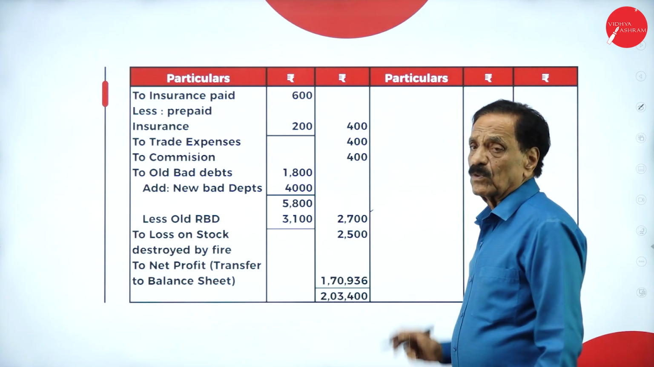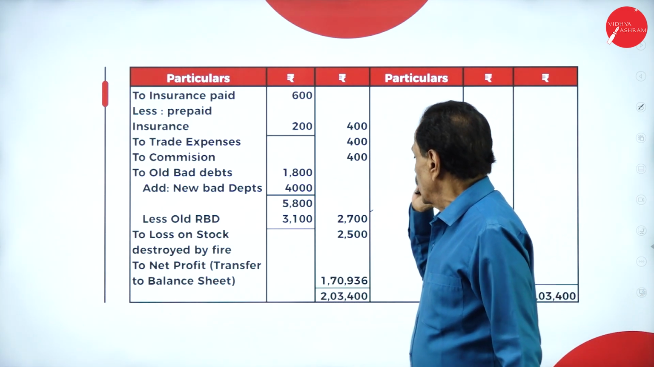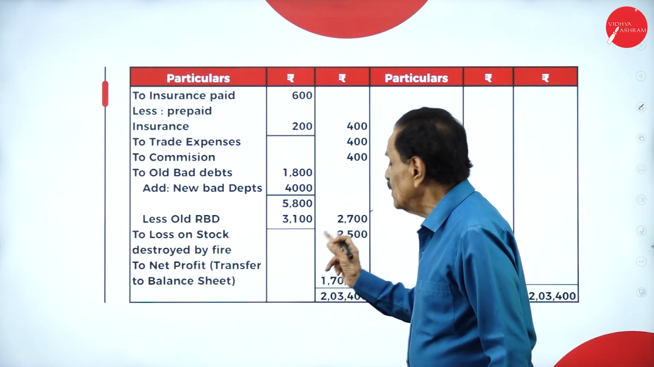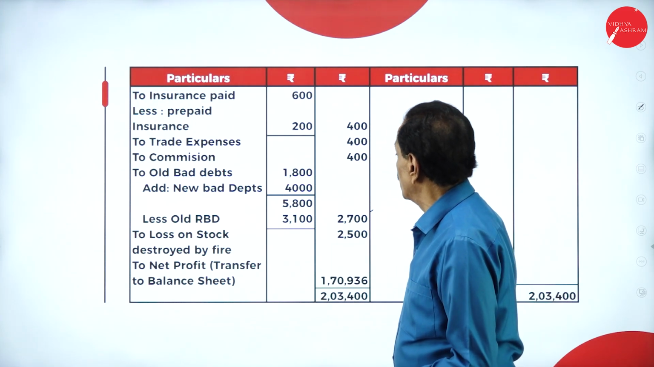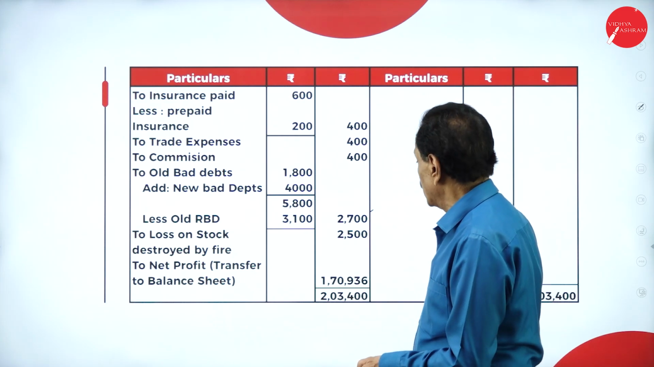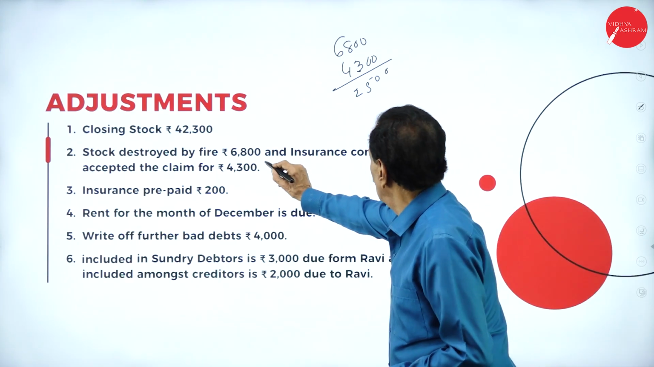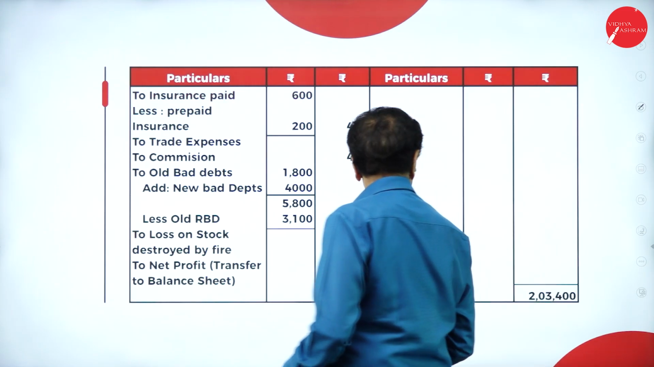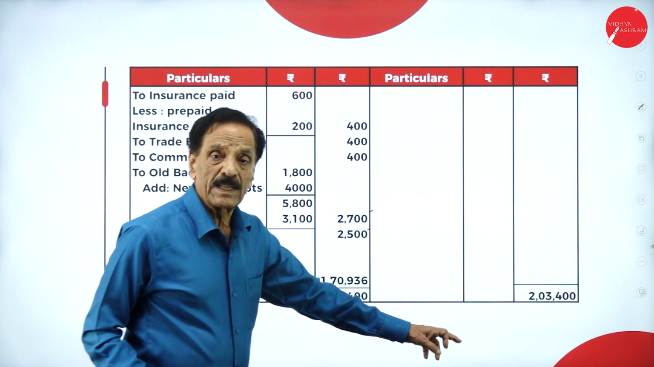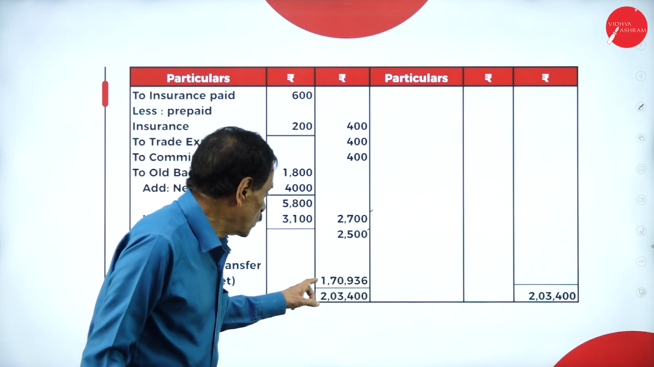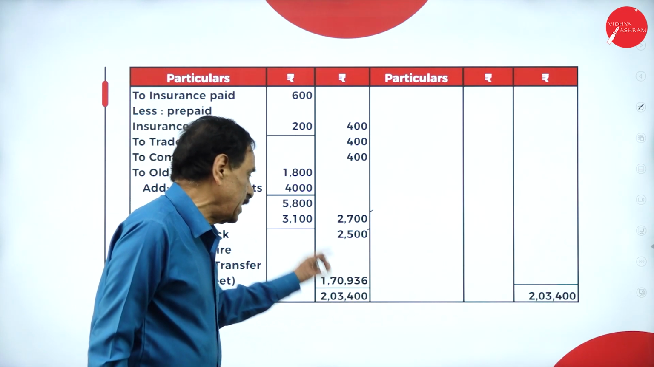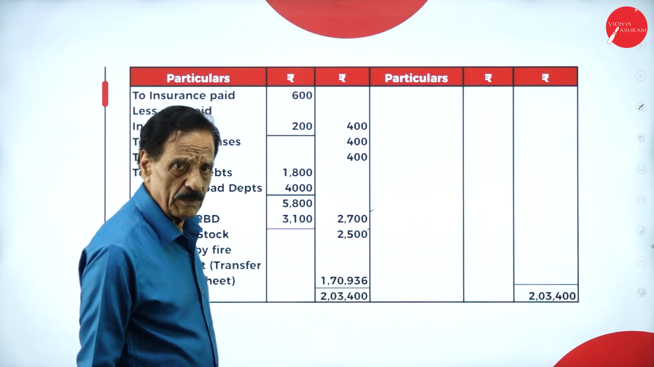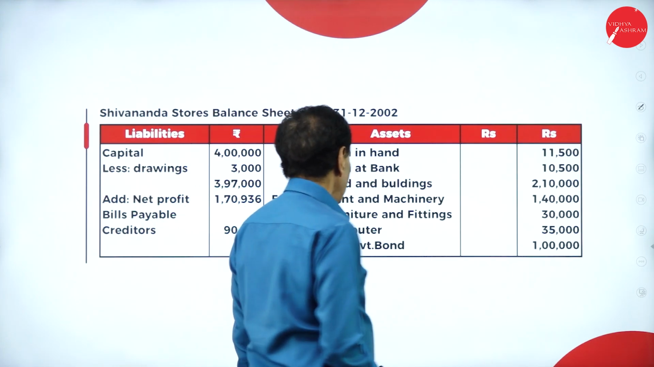This becomes 2,700. So the stock destroyed, as I told you in the first class, whatever the stock destroyed comes here, 6,800. How much loss? 2,500. Here the credit side total is 2,03,400. So there is a difference of 1,70,936. We'll move on to the balance sheet now.